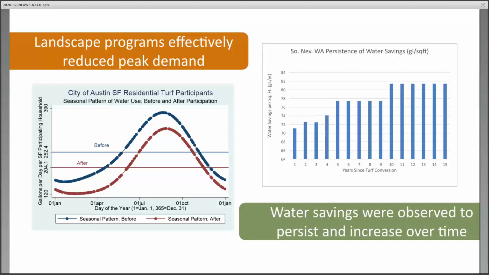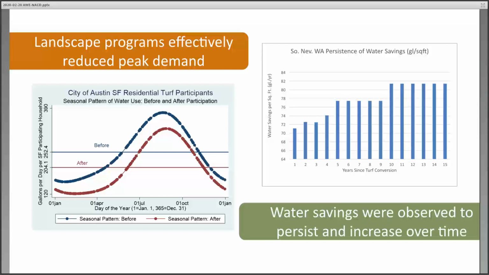Another thing that was really interesting is that the water savings from these programs were shown to persist and even increase over time. The chart on the right is from the Southern Nevada Water Authority, and they had enough data, since their program's been going on since 1999, that we could really go back in time and see whether the savings from the participants persist over time. When you're planning a conservation program and investing money in efficiency, you want to know how many years you're going to get out of your investment. And here we're showing it's a very good number of years, and your savings can even increase.